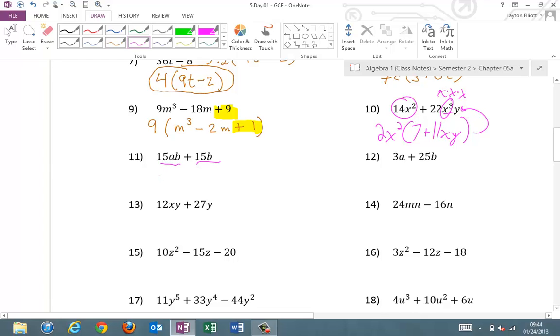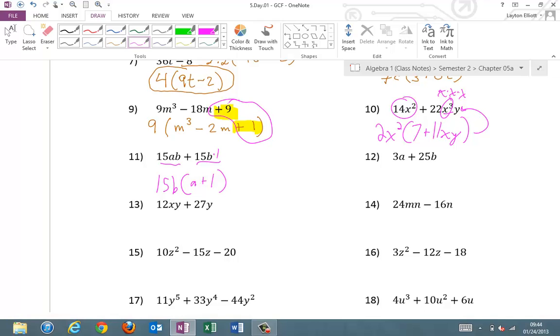Number 11, see that 15 common to both? That should be a red flag that at the very least you're going to pull a 15 out. Definitely, that should be easy to do. And then we see a B in common, so before we write that parentheses, let's put a B there. Now it's just a matter of making sure we have what's left over. The first one had an A. The second one didn't, but remember there's always that invisible 1 there. So this is just like the 9 in our example right above, where when we divided out the 9, we're still left with the 1. And here we're dividing out the 15b, so in that second term we're left with a 1.